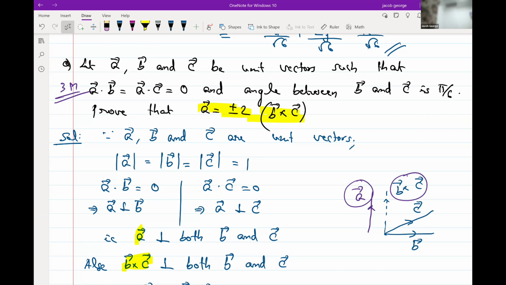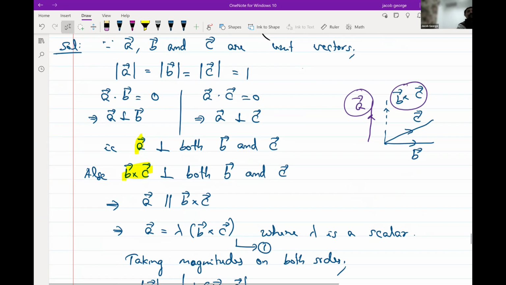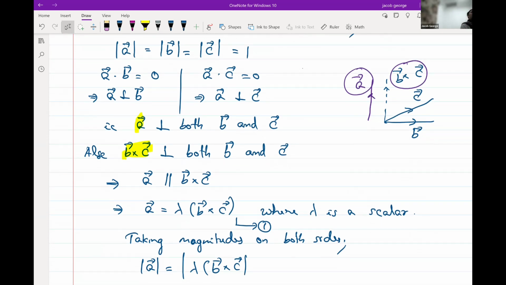Now what can you say about these two? Vector A and B cross C. They are parallel. Parallel or collinear means one vector will be a scalar multiple of the other. So that is the next writing. Is it clear? From the diagram it is clear, right? They are parallel. Parallel means vector A is lambda times B cross C.